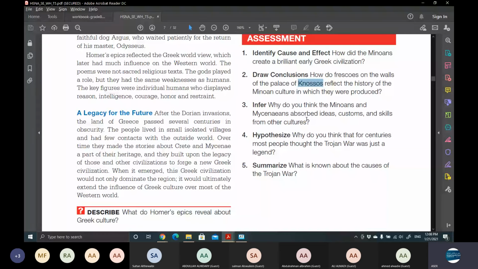Last but not least, summarize what is known about the causes of the Trojan War. We have two main reasons. The first one came from political views that Troy was located in a very excellent position, and the Dorians wanted to hold control of that place. And the romantic one is that we have Paris, the prince of Troy, who kidnapped Helen, the wife of a Greek king, and the Dorian king supported his brother in a conquest, and they started to invade Troy. So we have two main reasons.